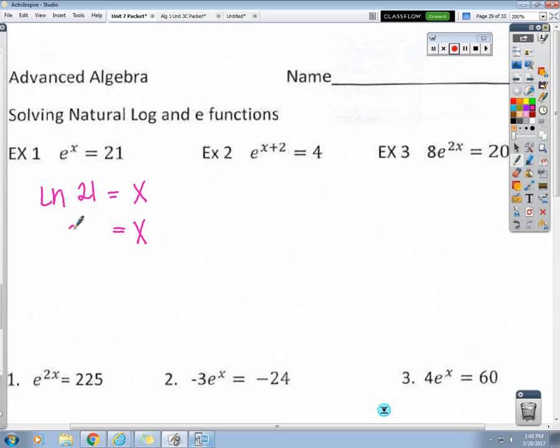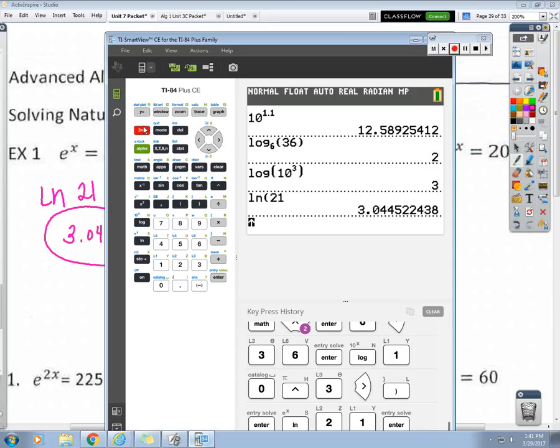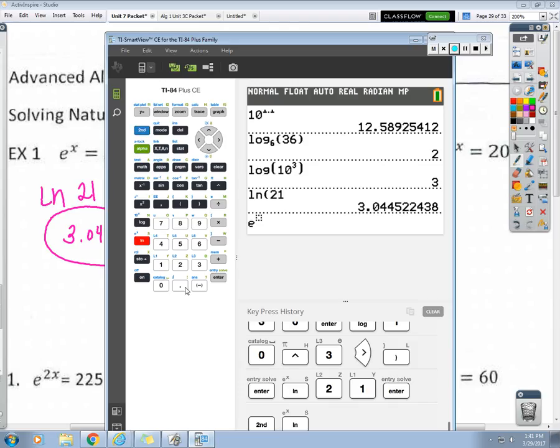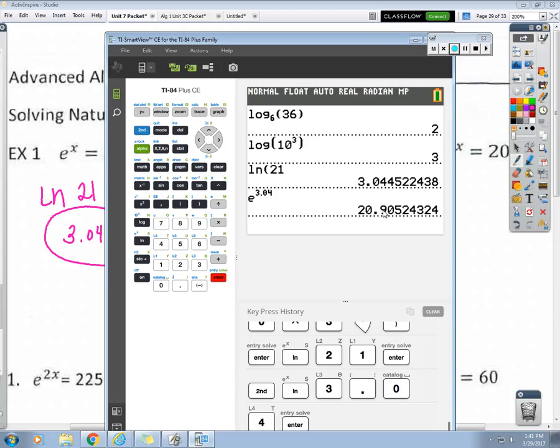3.04. Okay, now we're going to check it to make sure we have the right answer by typing in e to the 3.04 and making sure it's 21. So second e to the 3.04, and it is very close to 21, not quite. And what is the reason for that? Why? We rounded. Had we typed in this whole thing right here, it would have been 21. But since we rounded, it's not quite.